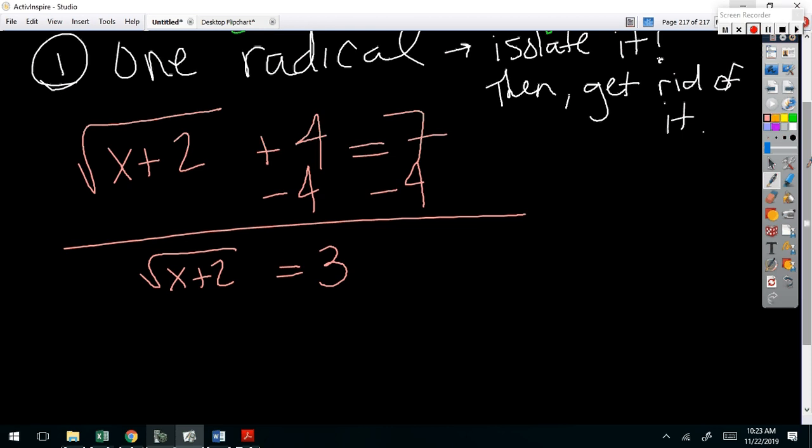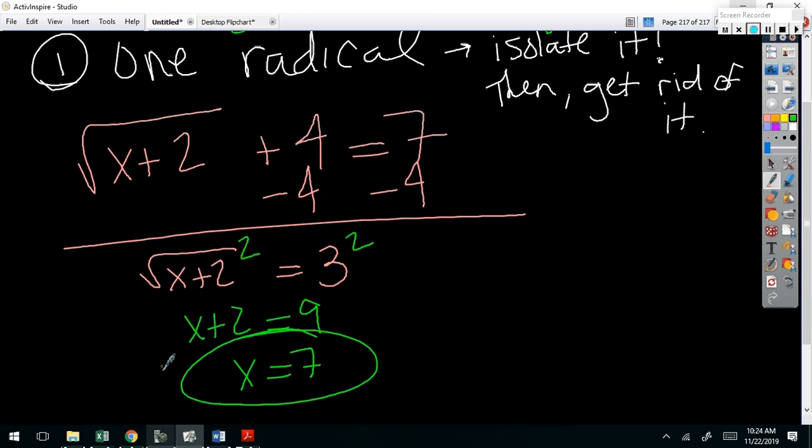Now, how do I get rid of it? Square it. Erase it. Well, that was a pretty clever answer. Okay, so x plus 2 is now 9. Minus 2 to get the x by itself would leave me with x equals 7.